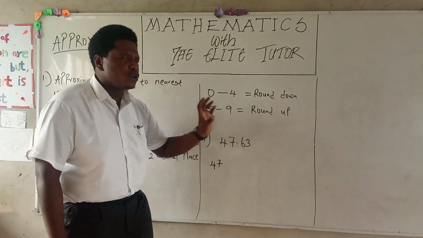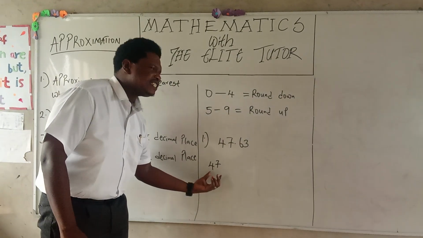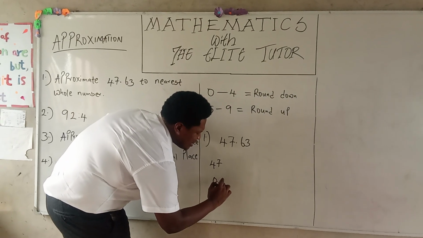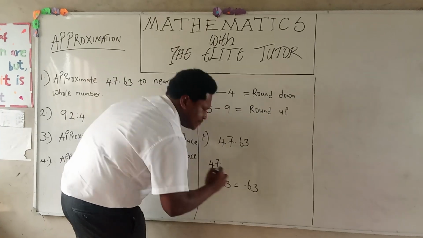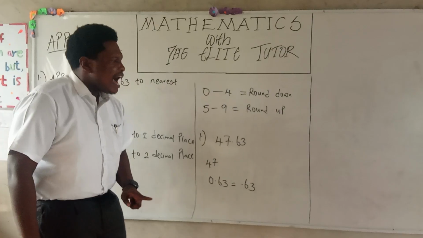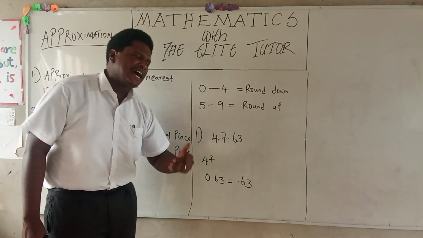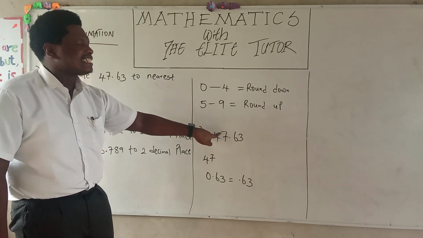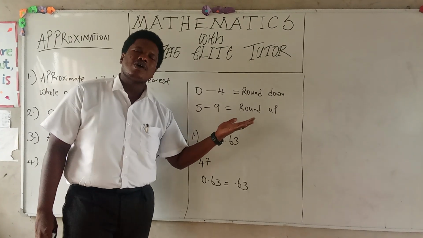Now we are saying to the nearest whole number, so we look at the number before the decimal, and that is 47. The number after the decimal is 0.63. Now, the first digit after the decimal is 6, and 6 falls between 5 to 9. Since 6 falls between 5 to 9, we are going to increase 7 by 1, because numbers between 5 to 9 are the numbers that round up.